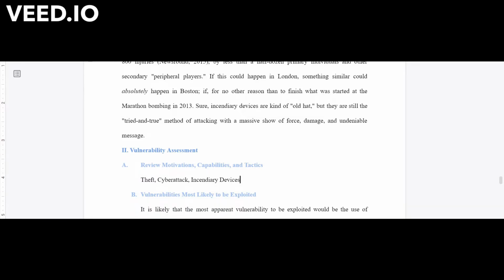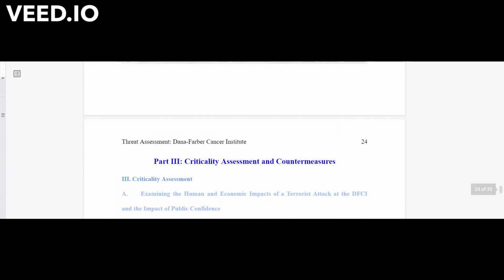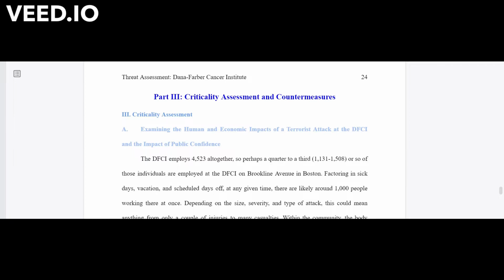Vulnerabilities that are most likely to be exploited. Obviously, that goes without saying. Vulnerability level. And then finally, we have part three, the criticality assessment and countermeasures. Countermeasures, of course, being recommendations for prevention of loss of life or assets.